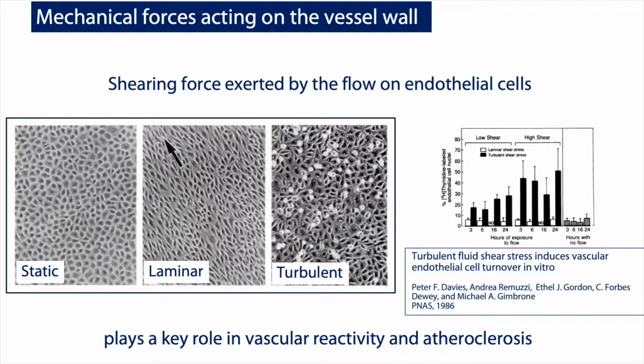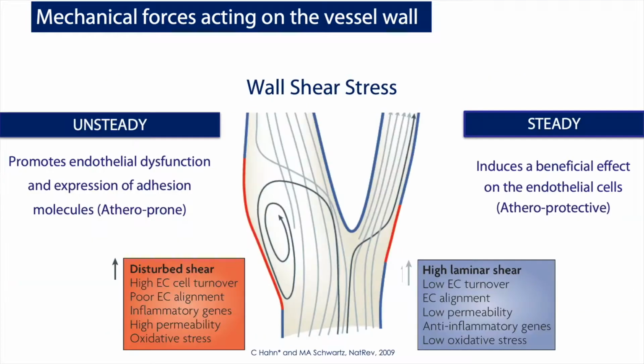This force plays a key role in vascular reactivity and atherosclerosis development. As you can see from these pictures, the shape, the orientation, and the turnover of endothelial cells changes depending on the flow behavior. There are two existing types of wall shear stress. The unsteady one, promoting endothelial dysfunction and the expression of adhesion molecules and genes, and the steady one, which has a beneficial effect on the endothelial cells.